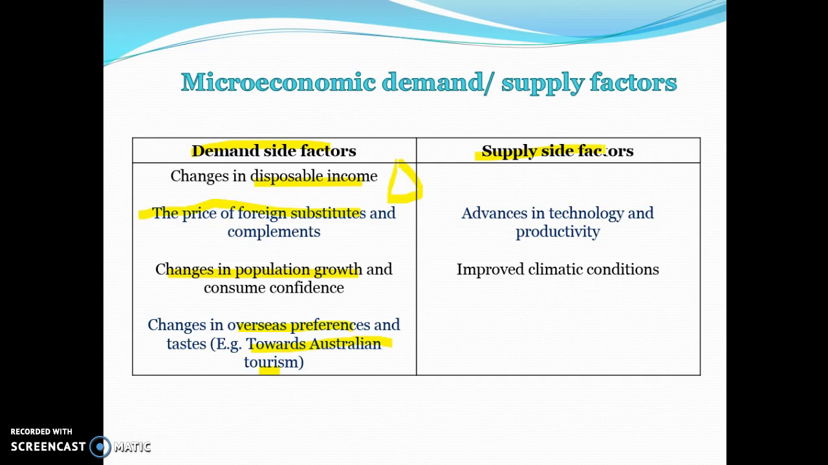Improved climatic conditions will increase demand for our exports. And then on the flip side, if we're becoming less productive or we have natural disasters, that will generally lead to less demand for the Australian dollar. So just be mindful that these supply side factors can still affect demand for the dollar, but they're supply side factors.